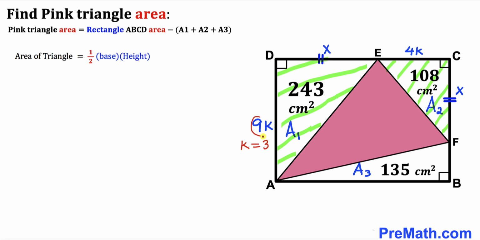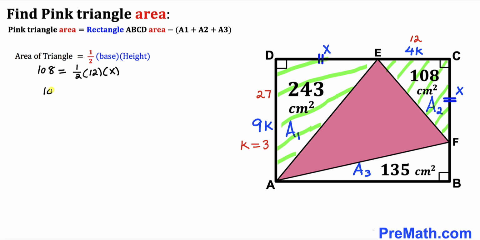Then this 9k is going to become 27. And here if we replace k by 3, this becomes 4 times 3, which is 12. And now this time this side length is 12. The area is 108, and we are going to find this x value. So let's go ahead and fill in the blanks in this triangle formula. So we got 108 equals 1 divided by 2 times 12 times x.